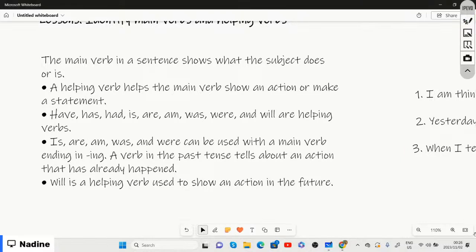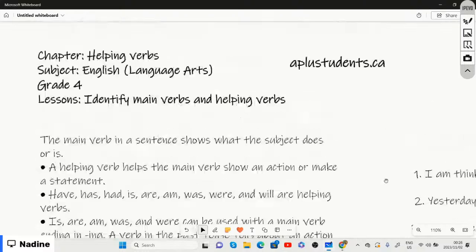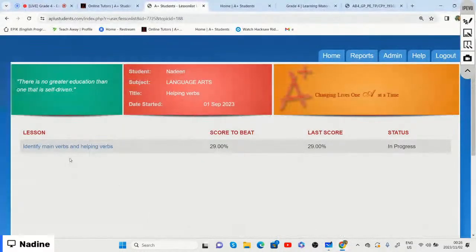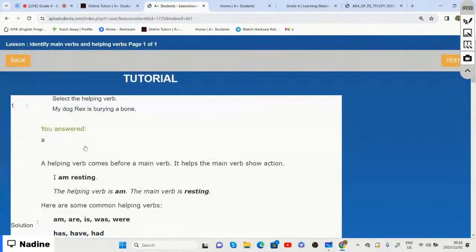All right, so now let's go to aplusstudents.ca. And our lesson that we are focusing on is to identify main verbs and helping verbs. All right, so it's clear. Thank you.